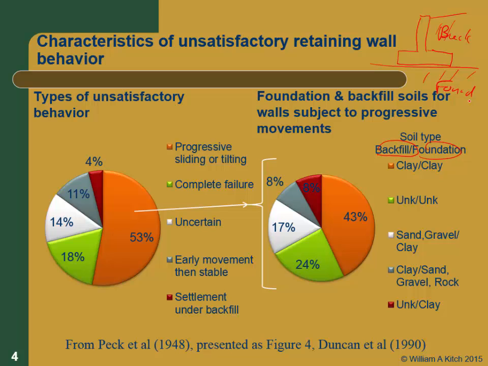Okay, then what's the next biggest one? Next biggest one is 17%. What's that? So you've got your backfill material is a good material, but your foundation material is clay. All right? And then the next one is where you have clay backfill, right? But you've got sand or gravel or rock for a foundation, and then there's an unknown one. So what do you not see up there in walls that have been a problem?